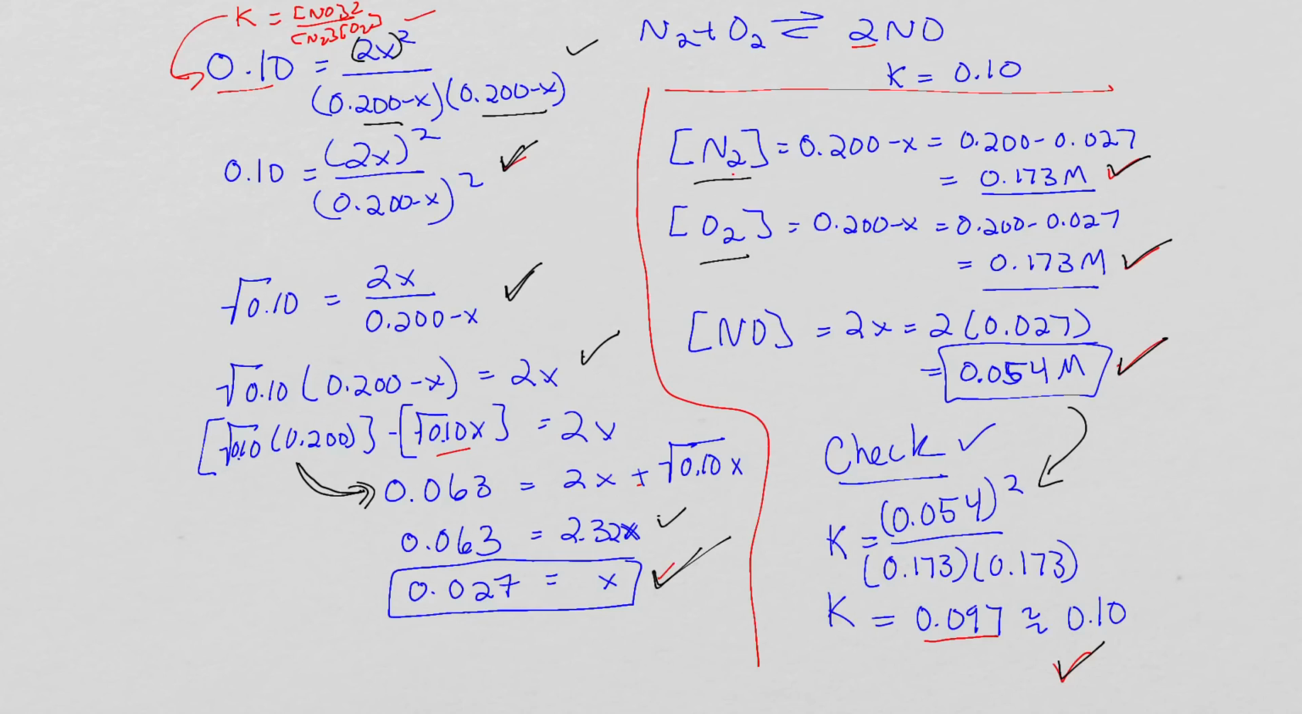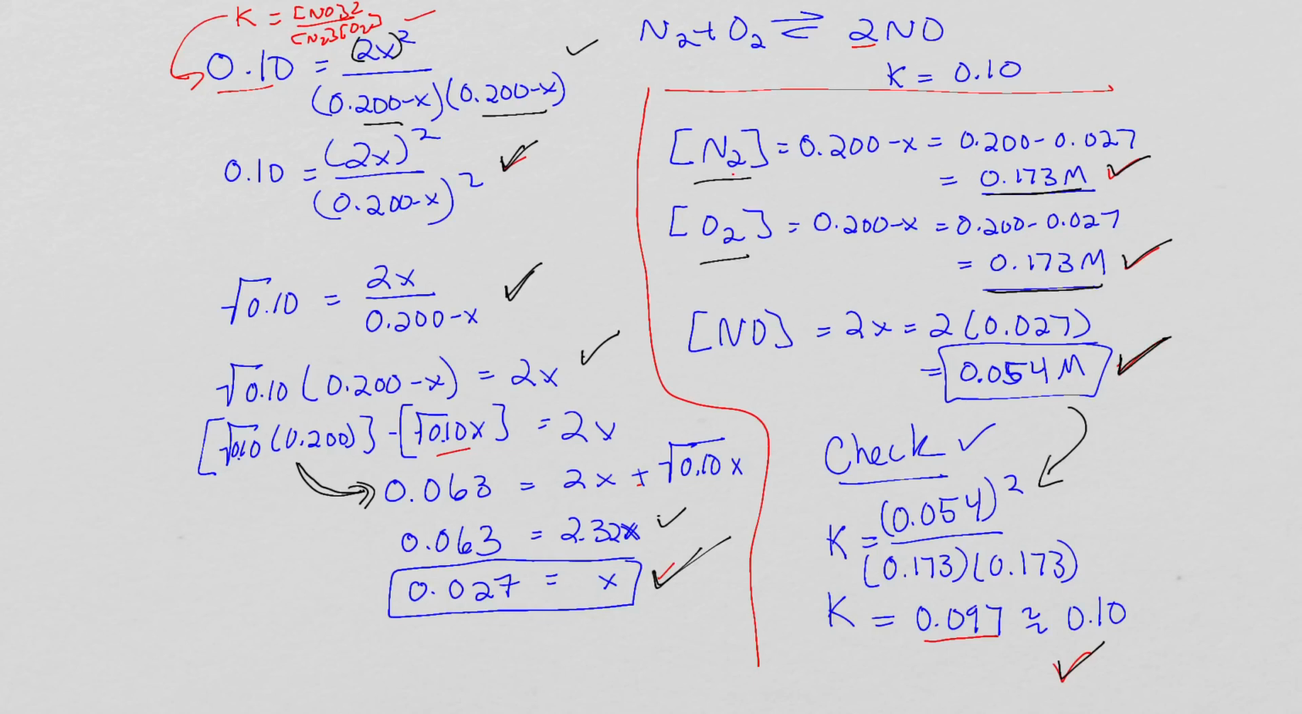So now we have that value of x, right? That variable. So we can then plug that x value back in and solve for our equilibrium concentrations using the equations we had in our ICE table. So both N2 and O2 were 0.2 minus x. If we plug that in, we get a value of 0.173 molar for both N2 and O2. For NO, it was just simply 2x, so that gives me 0.054 molar here.